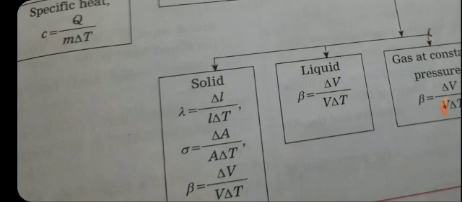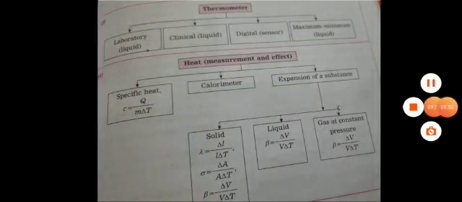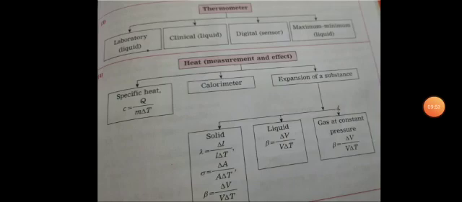Then liquids expand on heating. Beta is the volumetric expansion coefficient of liquid. And expansion of gases, gas at constant pressure, and beta is the constant pressure expansion coefficient of gas. We will discuss the exercises based on this lesson in the next video. Thank you.